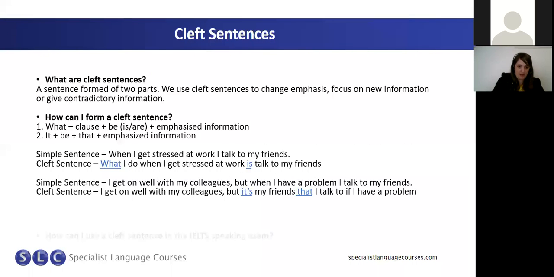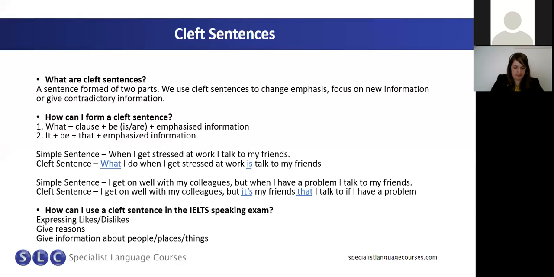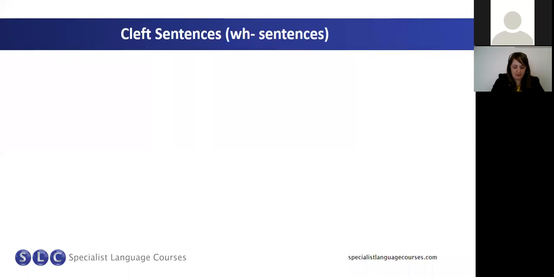So when can you use a cleft sentence in the IELTS speaking exam? You can use cleft sentences to express likes and dislikes, to give reasons, and to give more information about people, places, and things. Now, there is more than one way to give information about people, places, and things. You can use a relative clause, and today we're giving you more variety and more options to be able to express your ideas using complex sentences. So let's move on to some practice.